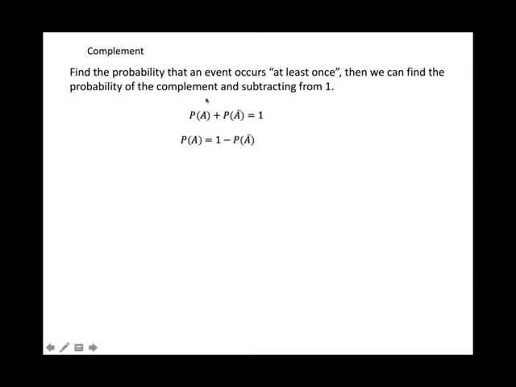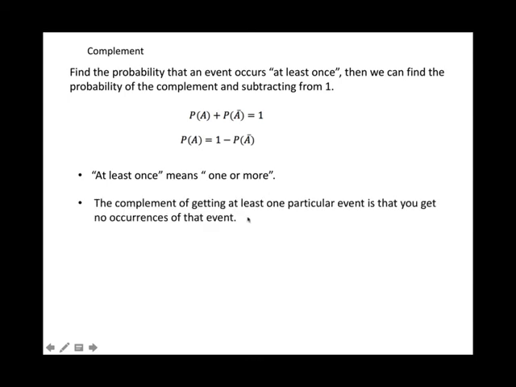And then we have the complement formula, which we could revise to 1 minus the probability of the complement of A here. So if you're looking for the probability of, say, at least once, finding the probability that the event occurs at least once, you're going to think about this formula, the complement formula. And at least once here means one or more, okay, one or more.